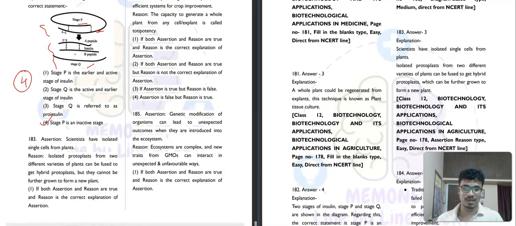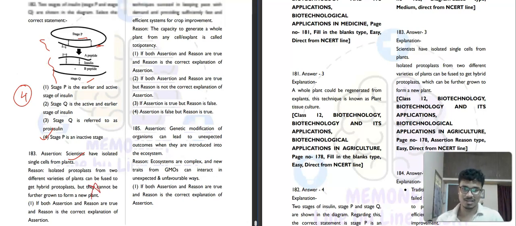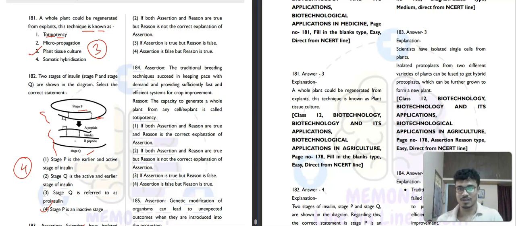Then question number 183. Assertion reason. Let's see what it is saying. Scientists have isolated a single cell from a plant. Okay, this is correct. Then the reason: isolated protoplasts from two different varieties of plants can be fused to get a hybrid protoplast, but they cannot be further grown to form a new plant. They can be grown. So here the assertion is correct, but the reason is not correct. So the third option is our correct answer.